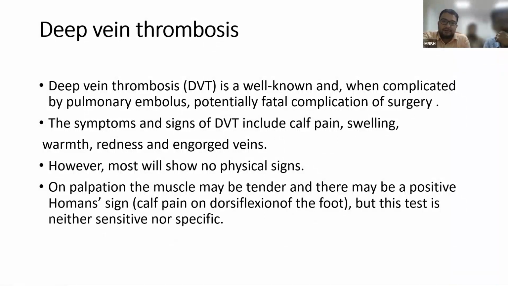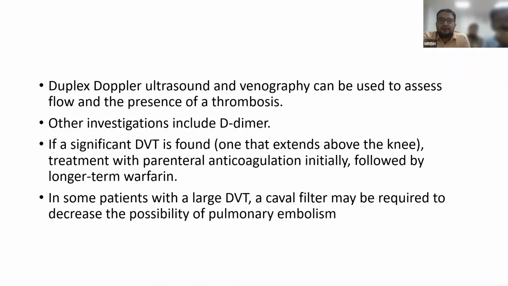On palpation, the muscle may be tender and there may be a positive Homans sign, which is calf pain on dorsiflexion of the foot, but this test is neither sensitive nor specific. Duplex Doppler ultrasound scan and venography can be used to assess flow and the presence of a thrombus. Other investigations include D-dimer. If a significant DVT is found, one that extends above the knee, treatment is with parenteral anticoagulation initially followed by longer-term warfarin.